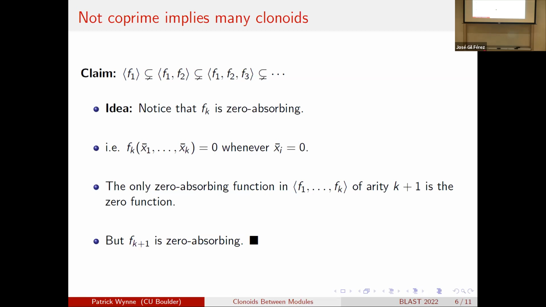So for non-coprime modules A and B, we have countably many clonoids from A to B. That gives us a lower bound, and we already had an upper bound from before. So there are exactly countably infinitely many clonoids for non-coprime modules.